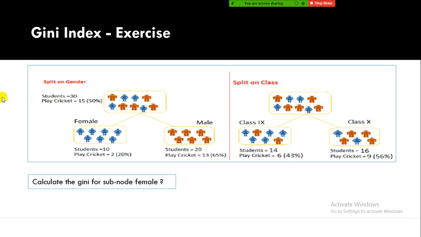Fine. Next, I have another column called class. We have a column called gender. We have another column called class.